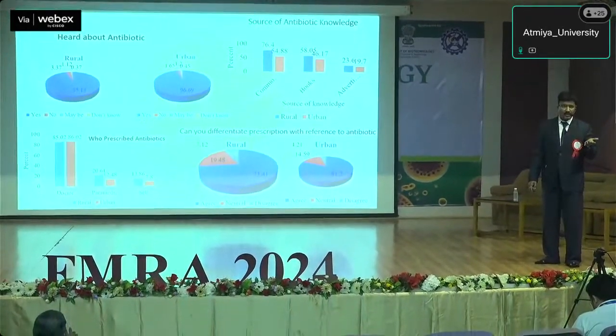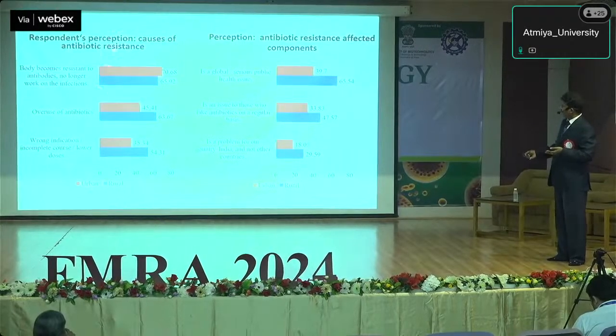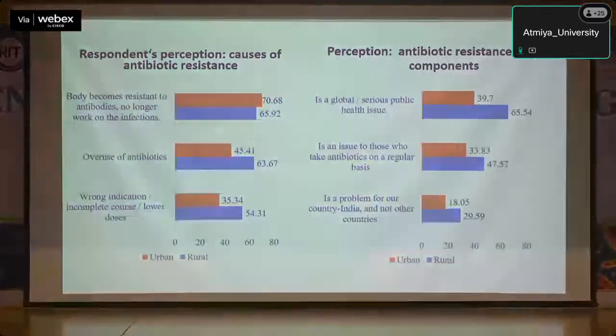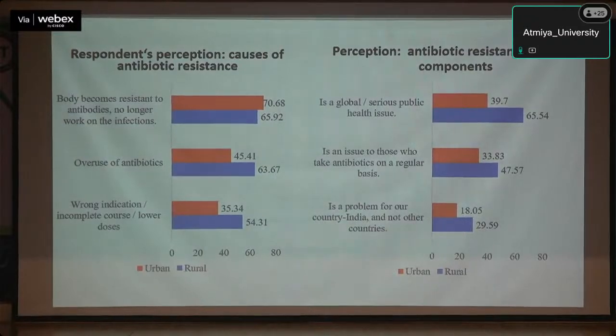You need a separate antibiotic for a separate thing. That is what people say. Then the cause of antibiotic resistance, people say largely the body becomes resistant to antibodies, and antibodies have nothing to do with antibiotics. So that is where this was a catch question, right?